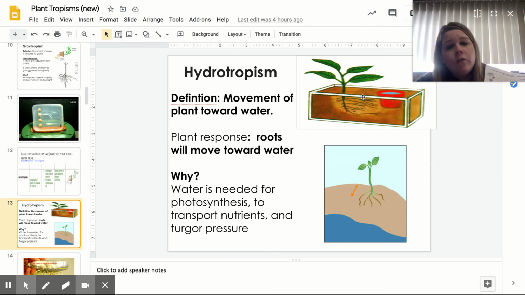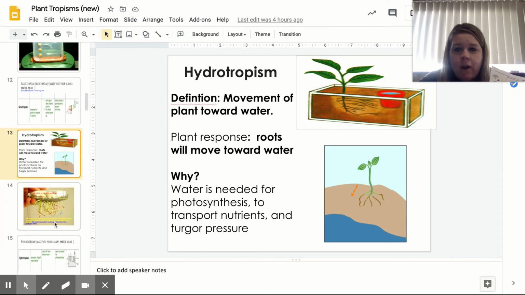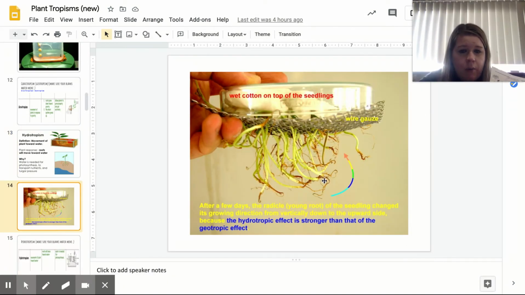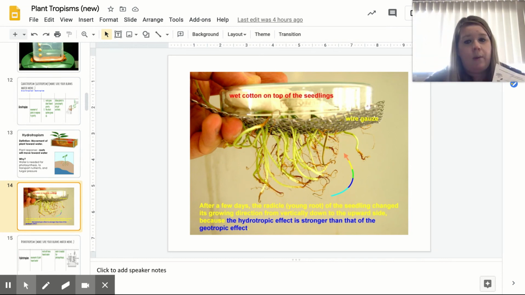Okay? Draw one of these pictures and make sure you draw the roots growing towards water. Here's a picture of what it looks like. No matter where you put the water, whether it's on top, where this wet cotton is on top of the seedlings, the roots are going to grow towards the water. After a few days, the young root of the seedling changed the growing direction from vertically down to the upward side, because the hydrotropic effect is stronger than the geotropic effect, okay?